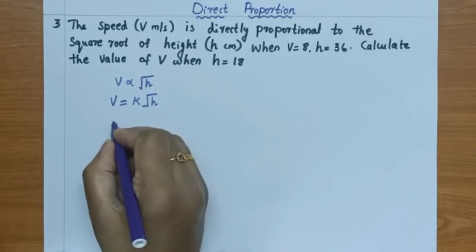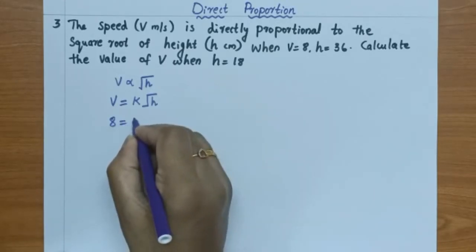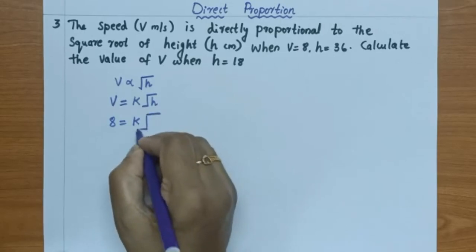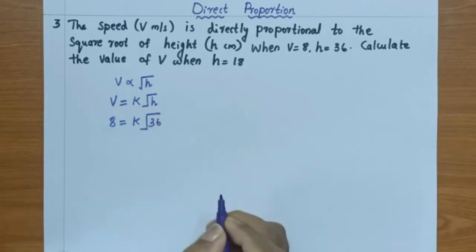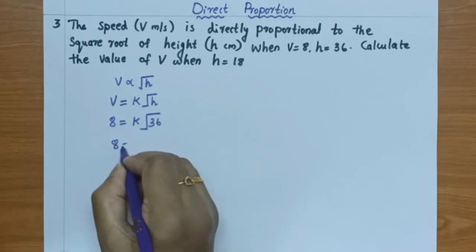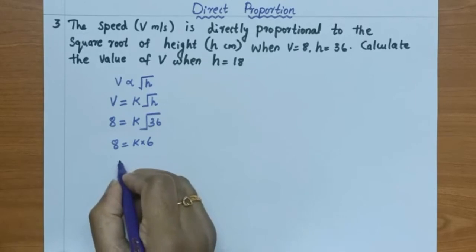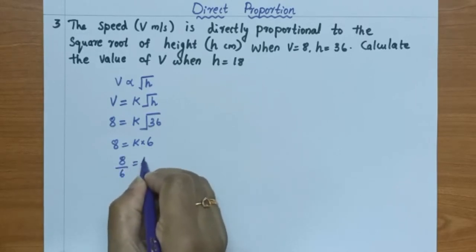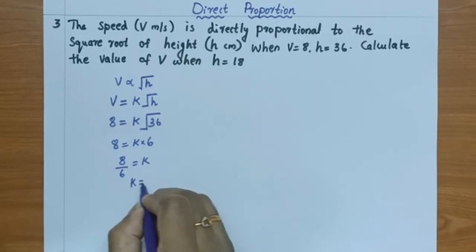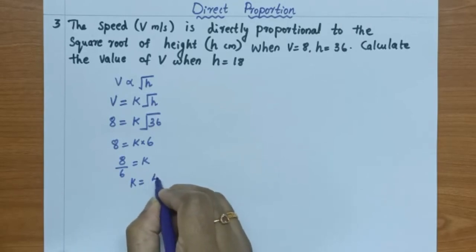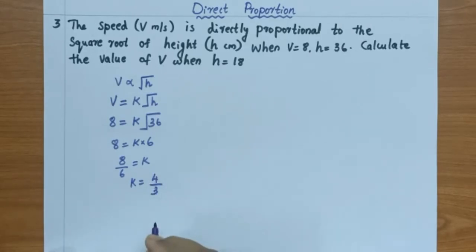So substitute the values. 8 equal to k into square root of 36 because the value of h is 36. 8 equal to k into square root of 36, which is 6. So 8 by 6 equal to k. So k equal to 4 by 3. We can rewrite the equation using the value of k, that is v equal to 4 by 3 square root of h.